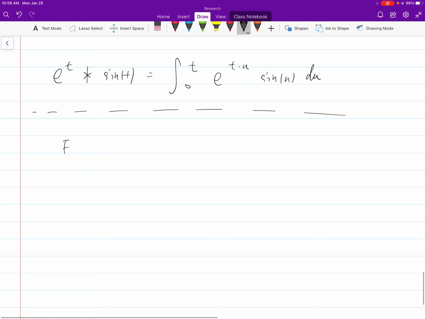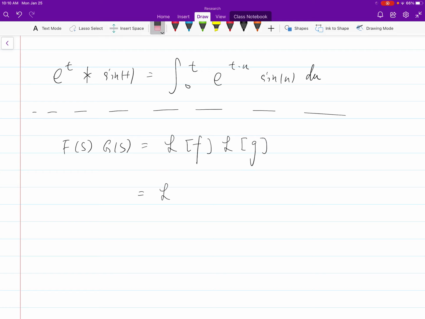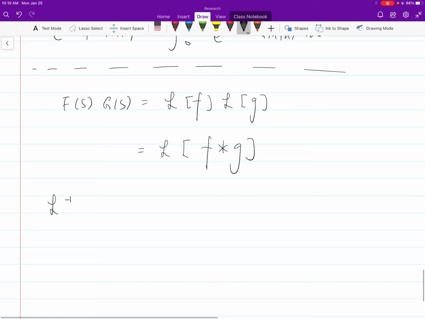Now, with this definition, what properties do we have? We just did it. We have F(s)G(s), or more precisely, we have L{f} L{g} equals L{f convoluted with g}. That's what we just proved. Or in other words, we can have L inverse of F(s)G(s) equals f convoluted with g. It's the same way to say two things. That's the convolution.